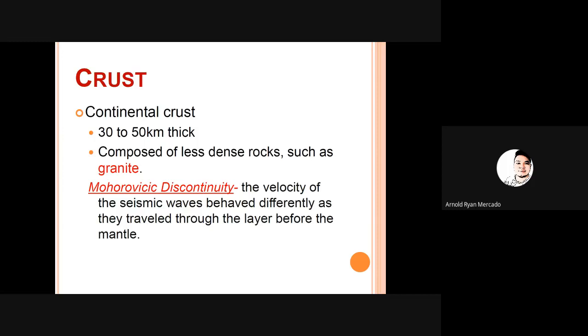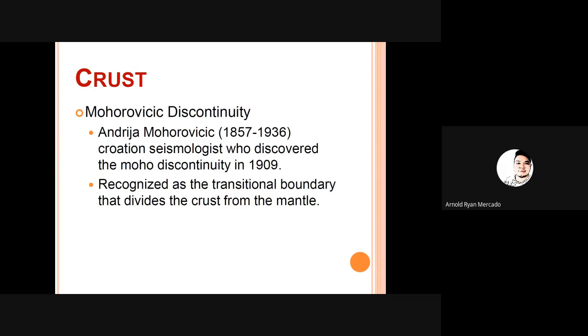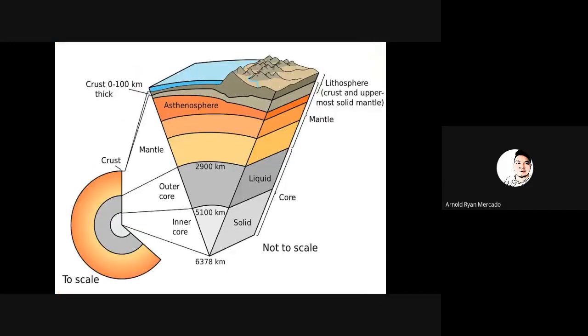Then, yung Mohorovičić discontinuity, ito yung velocity of the seismic waves behave differently as they travel through the layer before the mantle. According to Andrija, siya yung gumawa ng principle na to, yung transitional boundary daw, nagdi-divide daw yan ng crust from the mantle. Ayan. So, ito po, itong portion na to, yung sinasabi ko po kanina, ito yung crust, merong isang layer na naghahati pa dyan. Itong crust na to hanggang dito sa may mantle, ay lithosphere. Okay po. Pero itong layer na yan, na naghahati sa crust at sa mantle, ay ang asthenosphere.